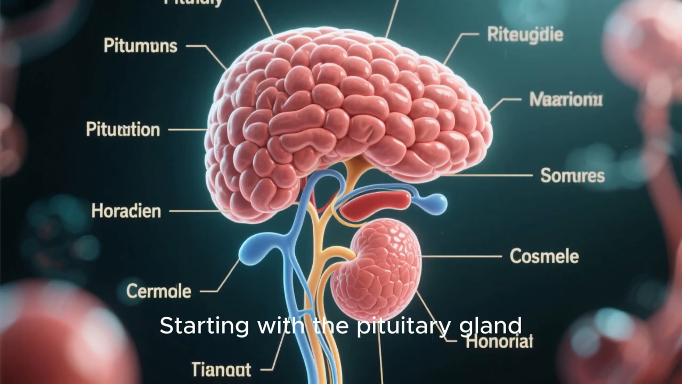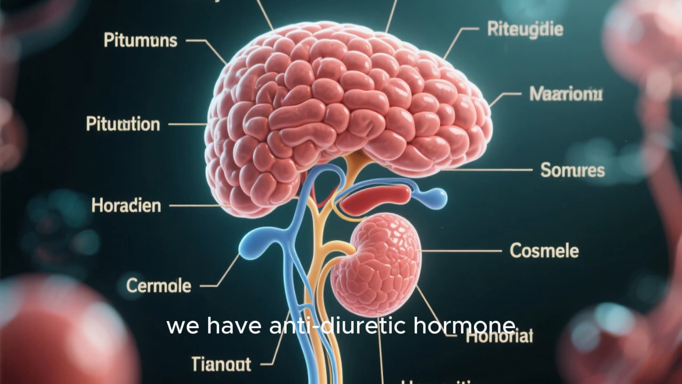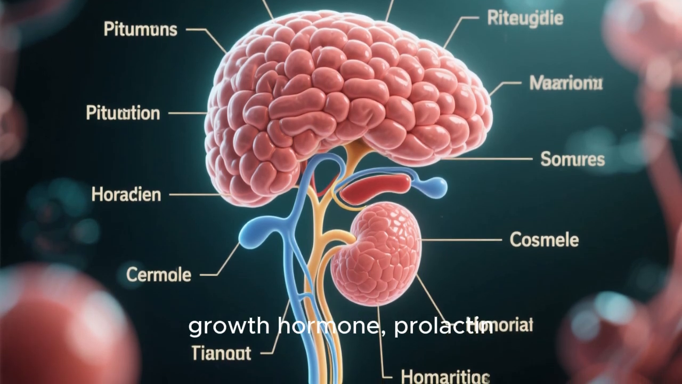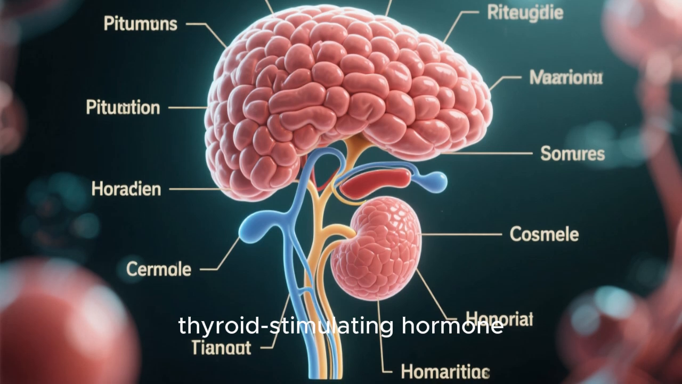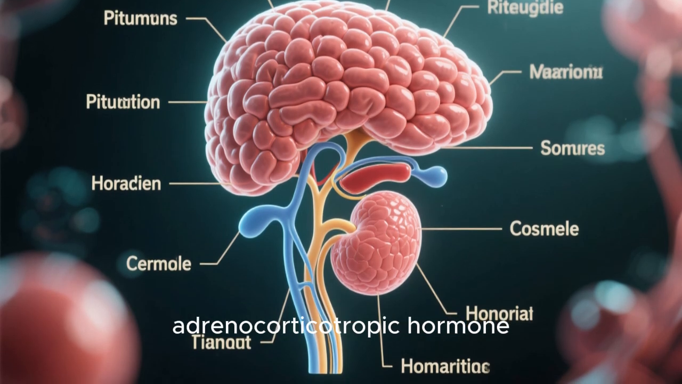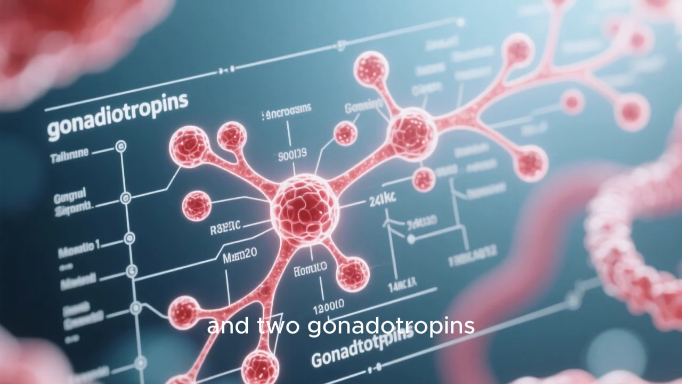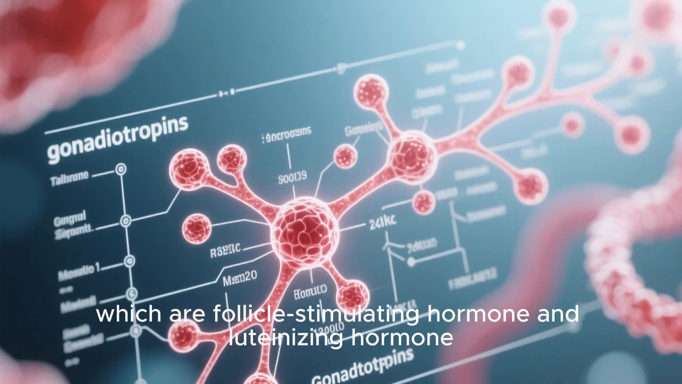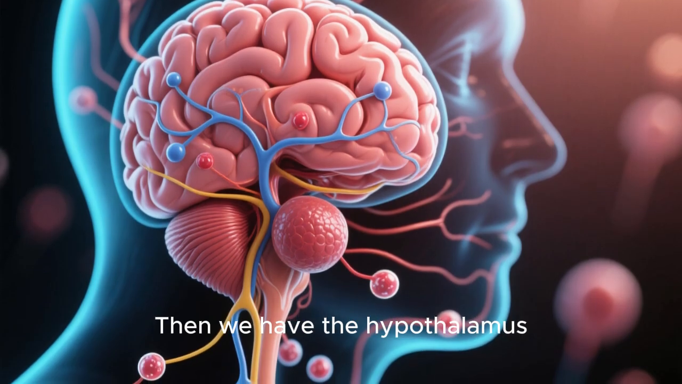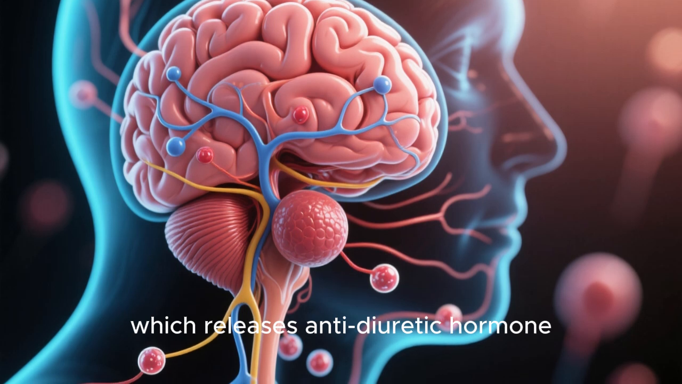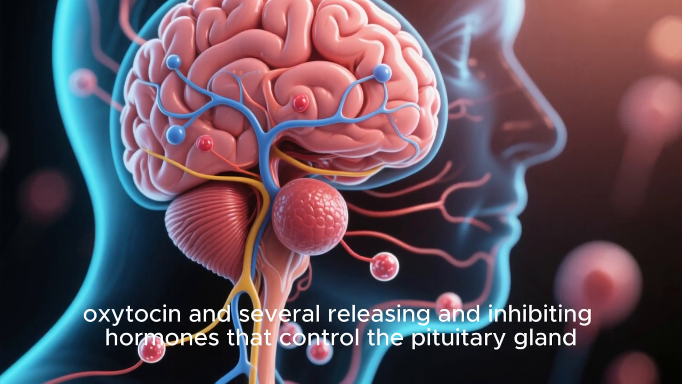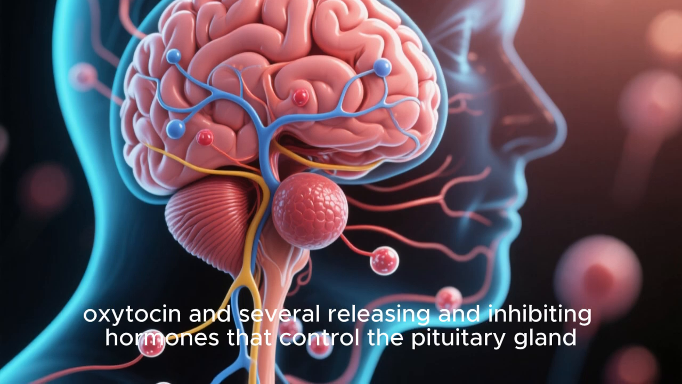Starting with the pituitary gland, we have antidiuretic hormone, follicle-stimulating hormone, growth hormone, prolactin, thyroid-stimulating hormone, adrenocorticotropic hormone, and gonadotropins, which are follicle-stimulating hormone and luteinizing hormone. Then we have the hypothalamus, which releases antidiuretic hormone, oxytocin, and several releasing and inhibiting hormones that control the pituitary gland.